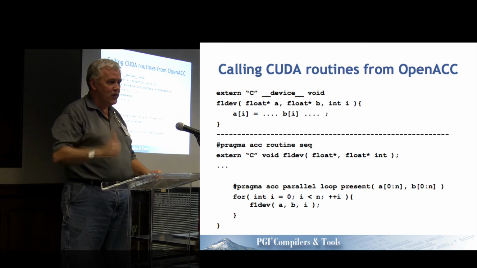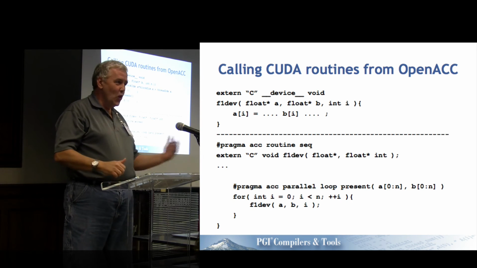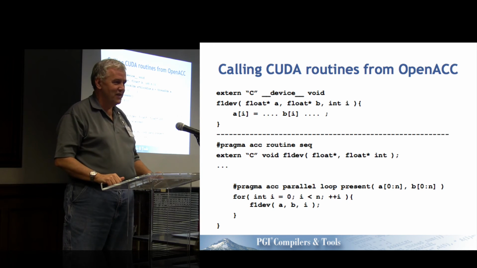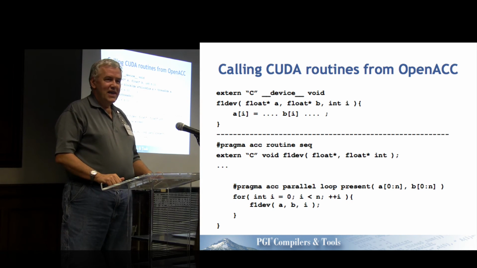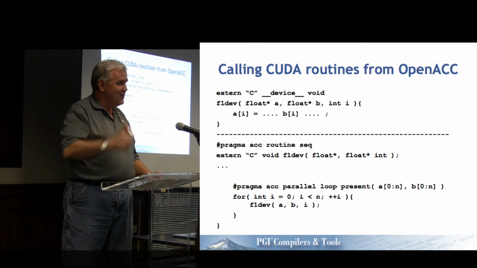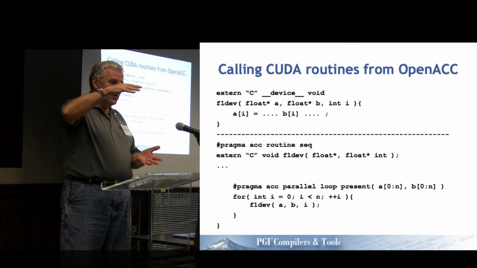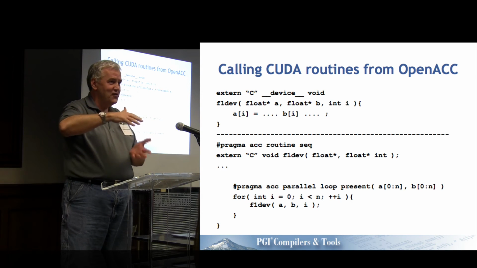Well, with OpenMP, A, you only had one instruction set, so you don't have to tell it to generate code for a device so that there will be code available for the device. And B, with OpenMP 3, you only had one level of parallelism. And so either the parallelism was in the code around the routine, or the parallelism is in the routine.